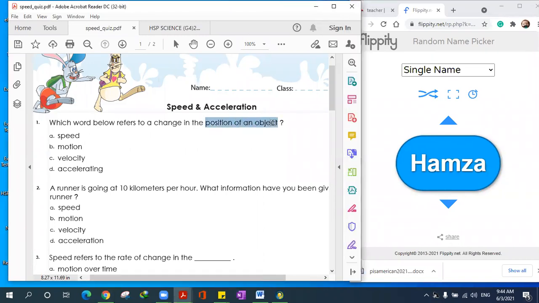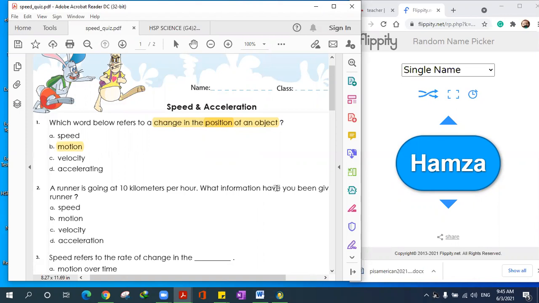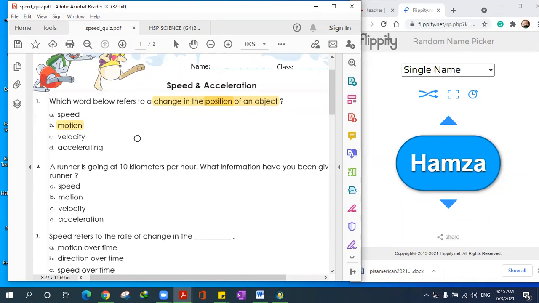This one, number 1. Which word below refers to a change in the position of an object? Speed, motion, velocity, accelerating. Not accelerating. Velocity, not accelerating, because accelerating is a change in speed and direction, and velocity is speed and direction. Okay, well done. So what do you think? Motion, yes. Guys, remember this from lesson one when we talked about motion and we said that changing the position or you guys moving around, this is motion. So the change in position will be motion. Thank you so much, Hamza.